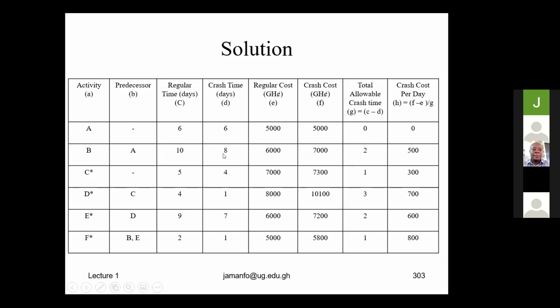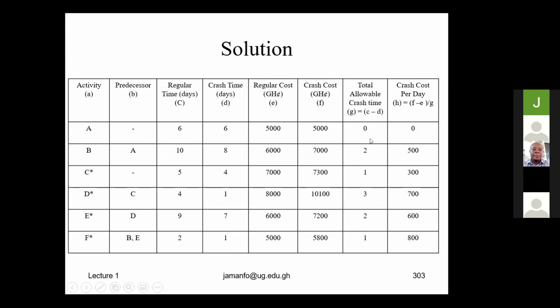Regular time minus the crash time, 10 minus 8 will give you 2 days. 5 minus 4 will give you 1. 4 minus 1 will give you 3. 9 minus 7 will give you 2. And 2 minus 1 will give you 1. So these are the allowable crash times.